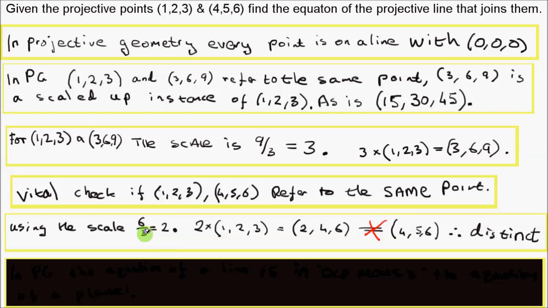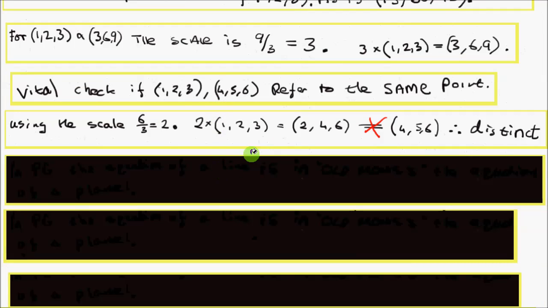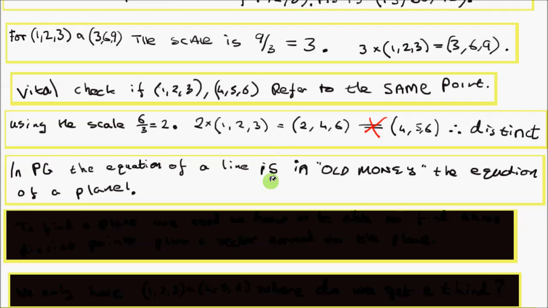I'm going to pick a scale. 6 divided by 3 gives me 2. I could have picked 5 divided by 2 or 4 divided by 1. Just to see, could I find a linear scale. So using 2, multiplying the coordinates 1, 2, 3 by 2 gives me 2, 4, 6. That does not equal the coordinates 4, 5, 6. Therefore, these 2 points are distinct points in terms of projective geometry, and we can proceed with our work.